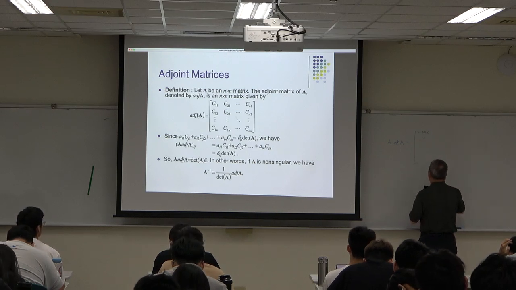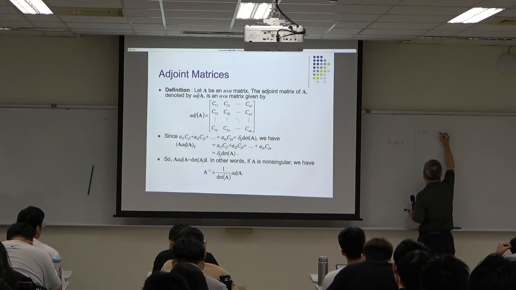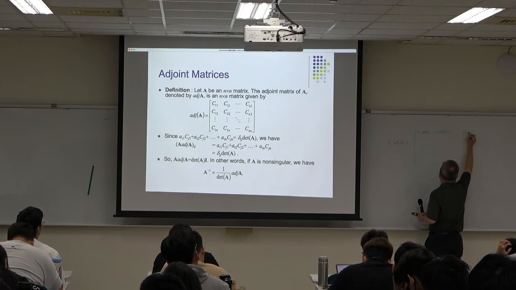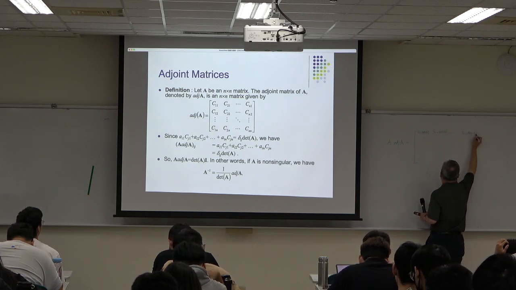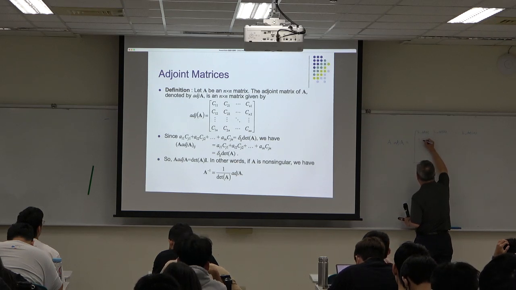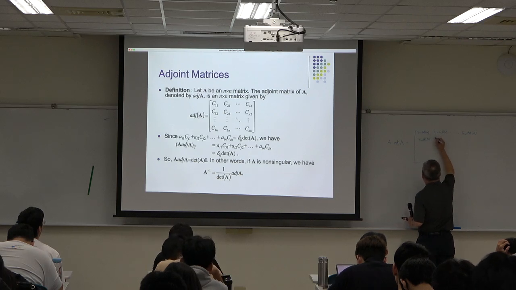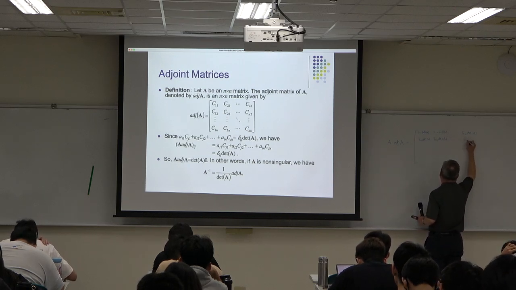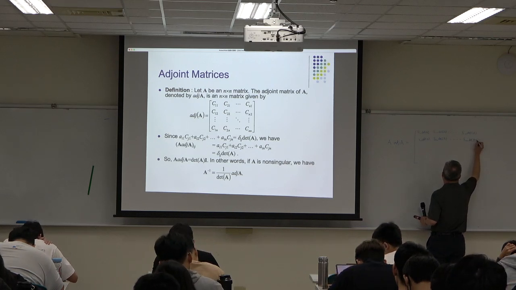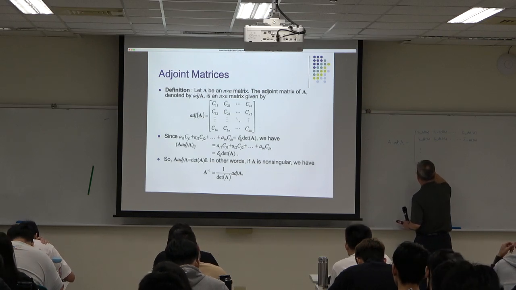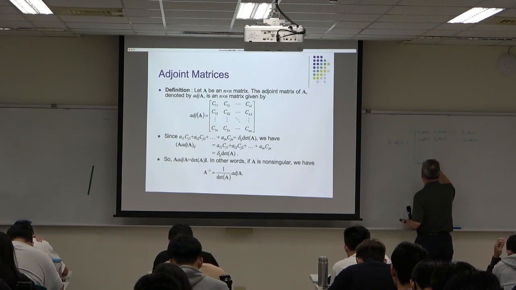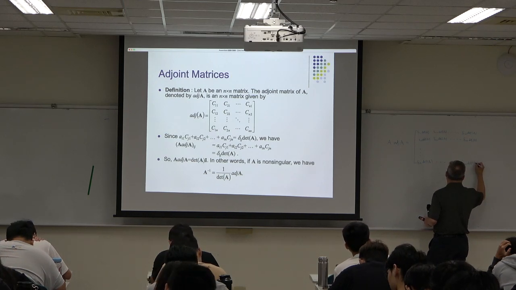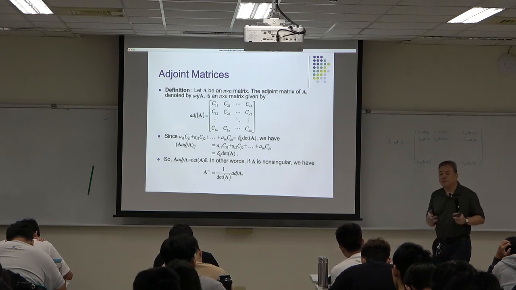I need some more space. Delta 1,2 determinant A. Delta 1n determinant A. This is delta 2,1 determinant A. Delta 2,2 determinant A. Delta 2n determinant A. Delta n1 determinant A. Delta nn determinant A. That's the result of this matrix multiplication.